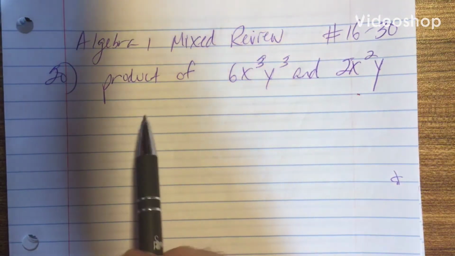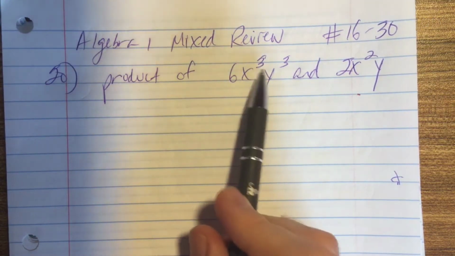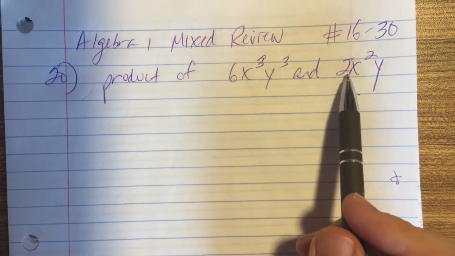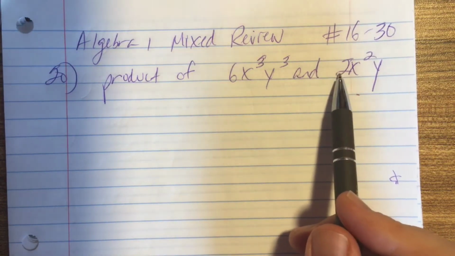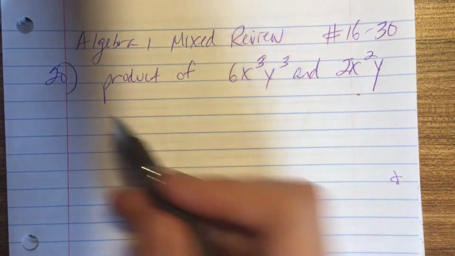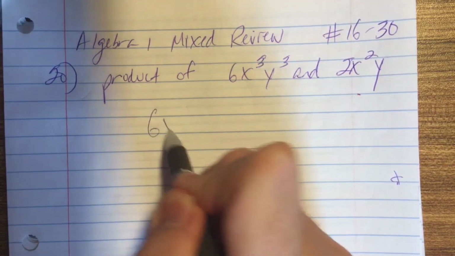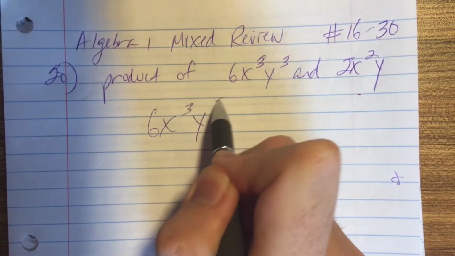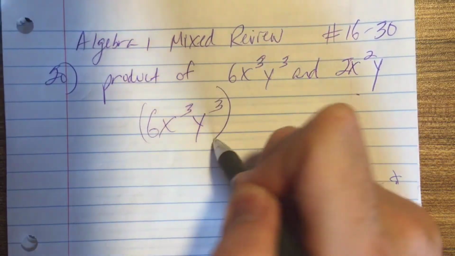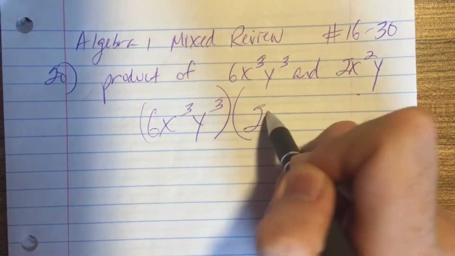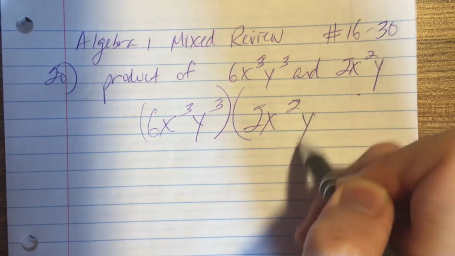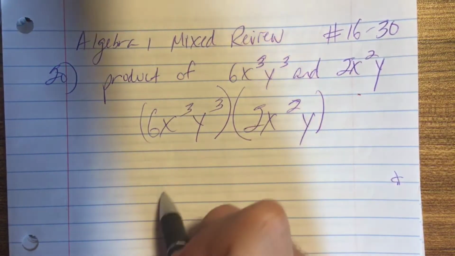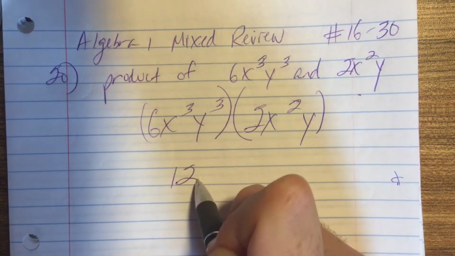In number 20, we're asked to find the product of 6x cubed y cubed and another term, or monomial, which is 2x squared y. Product means that we're going to multiply these together. As a reminder, we have to remember the product rule of powers, which states that we can first multiply the coefficients 6 and 2 to get 12.